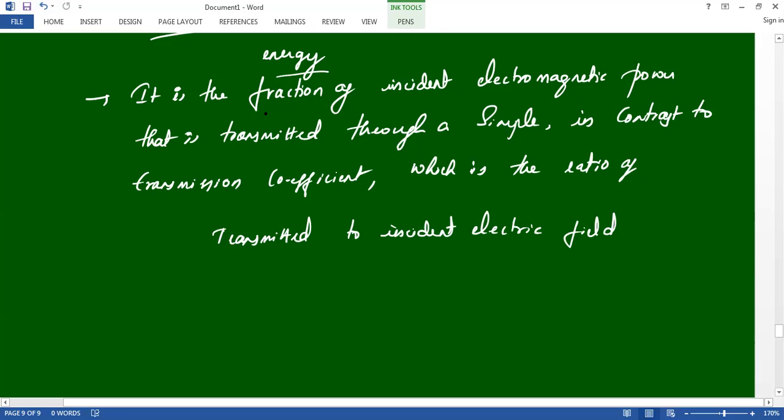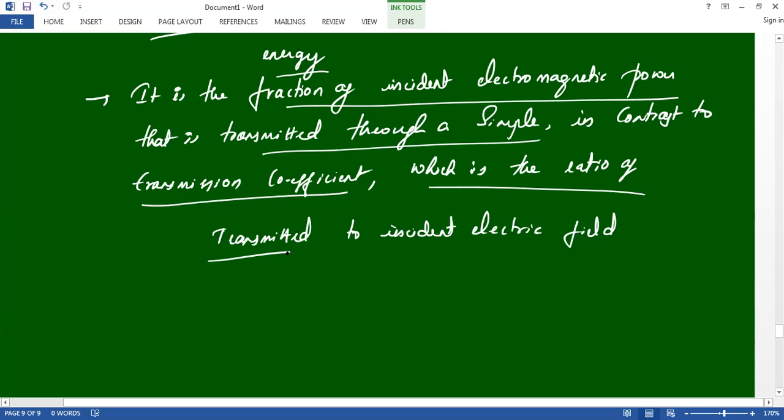Let us read once again. It is a fraction of incident electromagnetic power that is transmitted through a sample, in contrast to the transmission coefficient, which is the ratio of transmitted to the incident electric field. This is about transmittance.